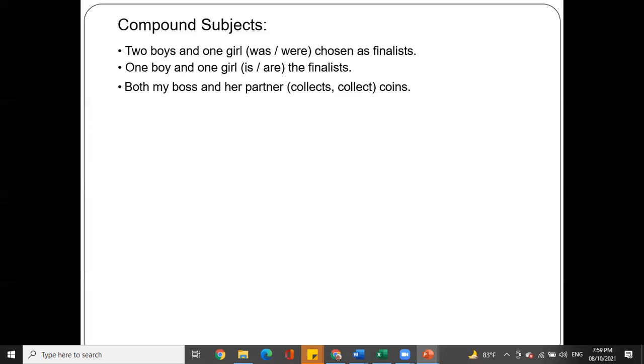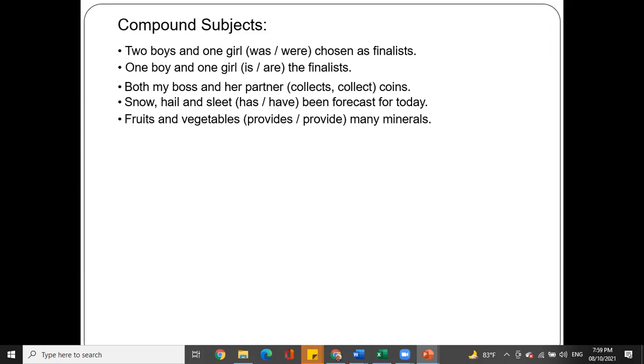Both my boss and her partner collect coins. Remember, they collect. Snow, hail, and sleet have been forecast for today. Fruits and vegetables provide many minerals. They provide many minerals.